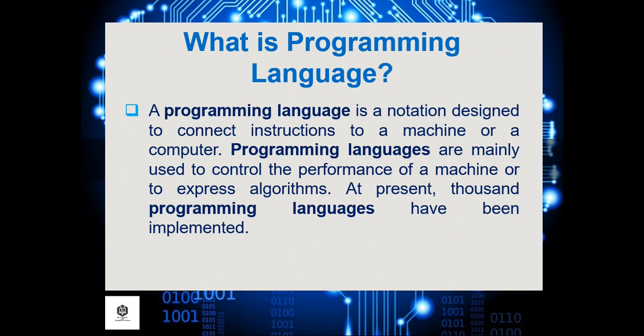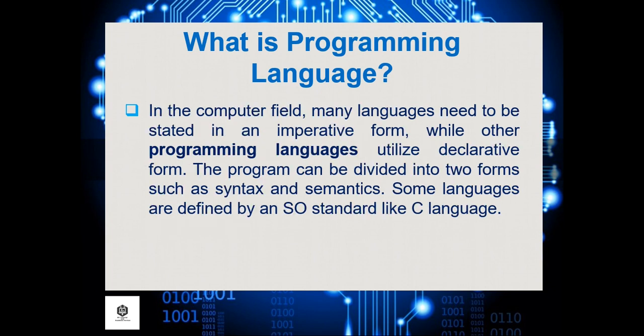Let's talk about what a programming language is. A programming language is a notation designed to connect instructions to a machine or a computer. Programming languages are mainly used to control the performance of a machine or to express algorithms. At present, thousands of programming languages have been implemented.